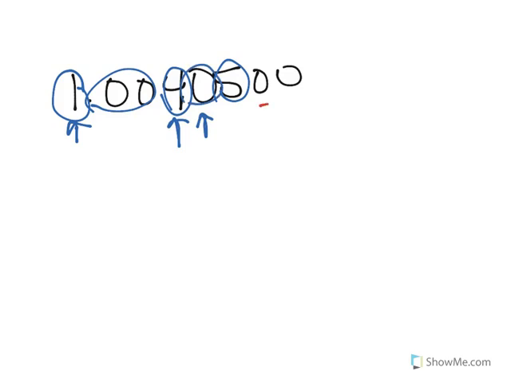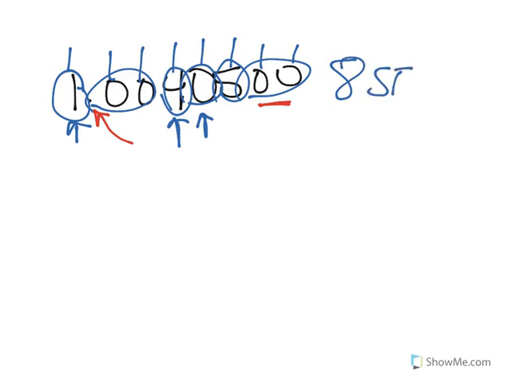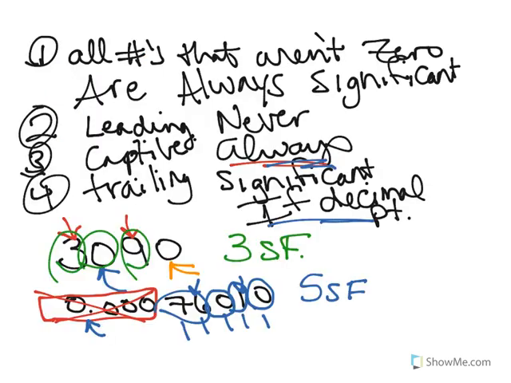And then finally, we have two zeros at the end. They are trailing zeros. Those are significant if there is a decimal point. There is a decimal point, so we count those. So all of the numbers in this number are significant. We have 1, 2, 3, 4, 5, 6, 7, 8. 8 significant figures.